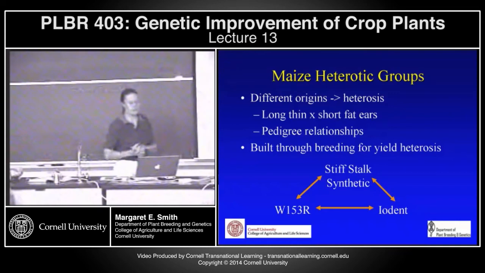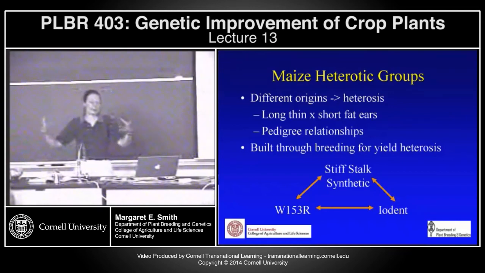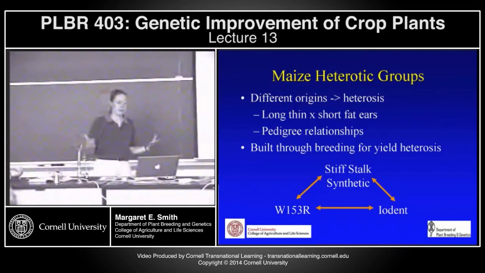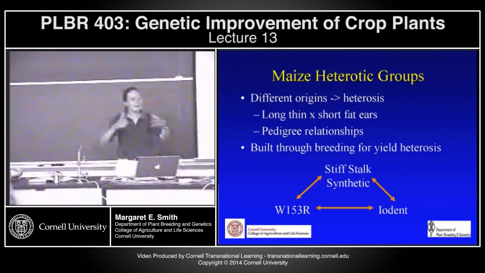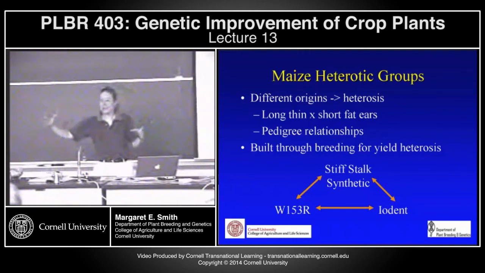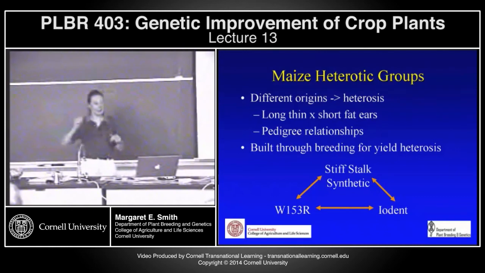This is because we know a fair amount about maize heterotic groups. Heterosis is hybrid vigor. Heterotic groups are just groups that have different genetic origins that tend to give you high hybrid vigor. If you don't know anything about a collection of germplasm, maybe you're working in a new environment with a lot of farmer varieties, simply picking things that have different ear shapes, long thin by short fat, is a pretty good way to guess which things might give you heterosis. Why? Well, maybe you'll get the short thin ears, but you hope you'll get the long fat ones, right? So that might give you good hybrid vigor.